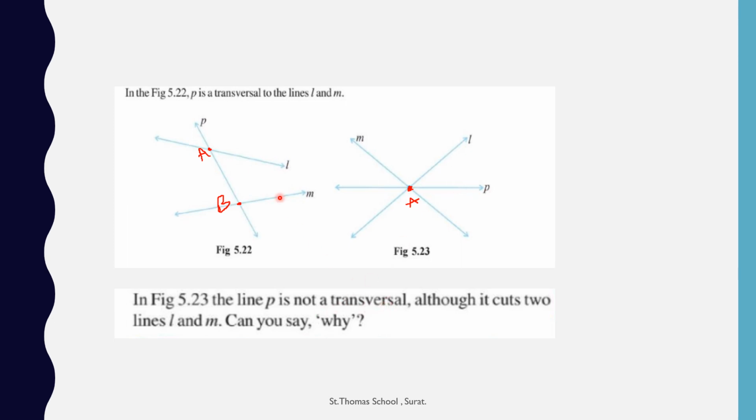Clear, children? In the first case, P is a transversal because it intersects two lines L and M at two different points. But in the second figure, we can say that P is not a transversal because it intersects line L and M at the same point.